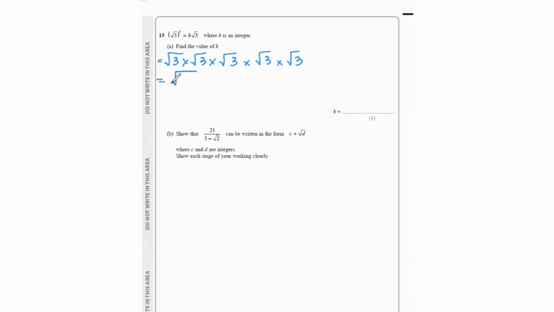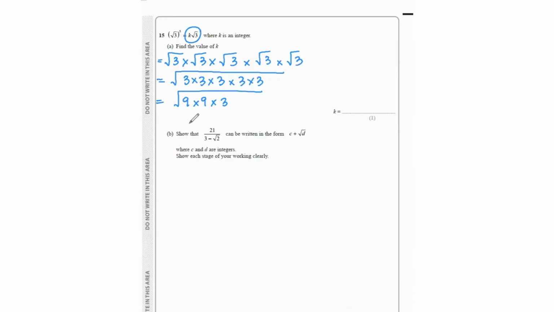So if we combine them under one root, it's 3 times 3 times 3 times 3 times 3. 3 times 3 is 9, so we have 2 9s and 1 3. In the final answer, there's just 1 3 inside the root. And as you can see, we have isolated that 3 because 2 3's make a 9. So we have 2 sets of 3's and 1 single 3.